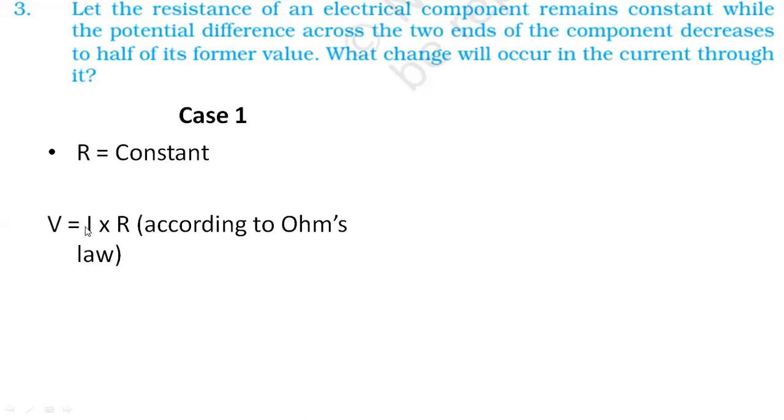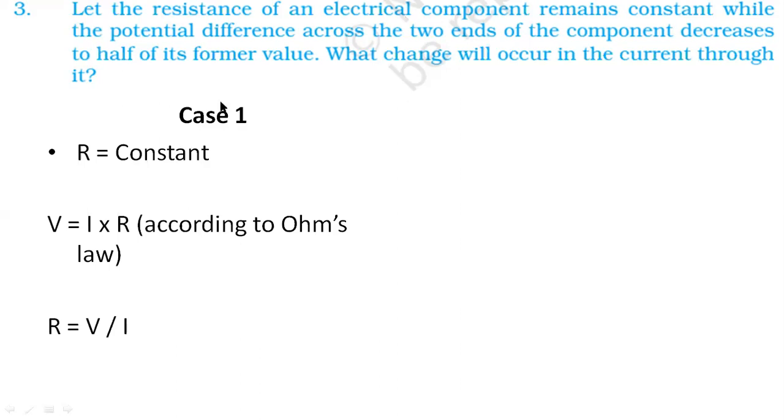Second, the formula according to Ohm's law is V is equal to I into R. That we already know, right? R is constant. From this formula, we can find the value of R. So R would be equal to what? V by I. R would be equal to V by I. That is the final thing from case 1.